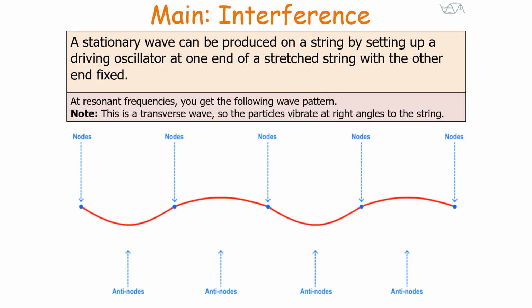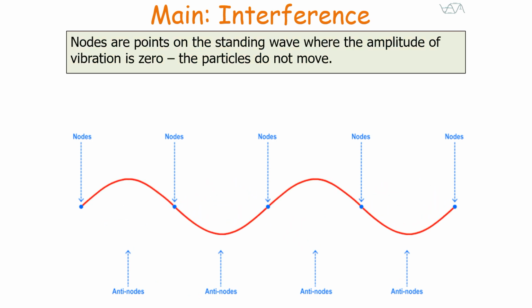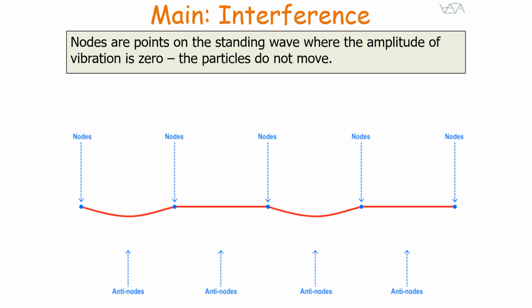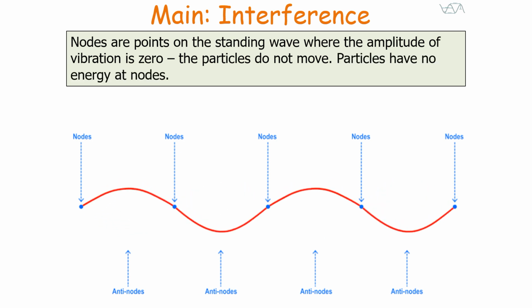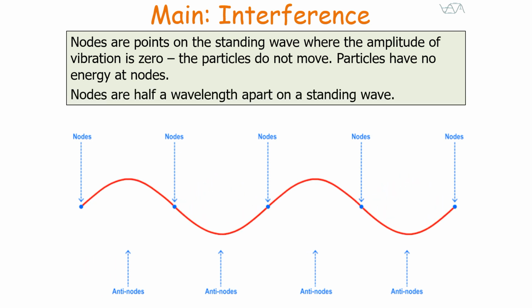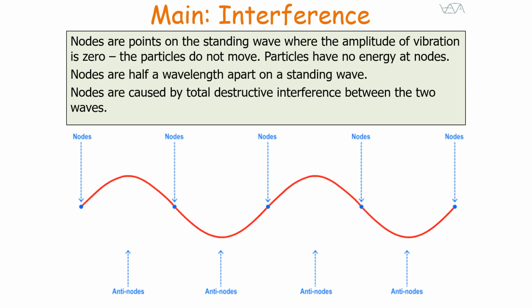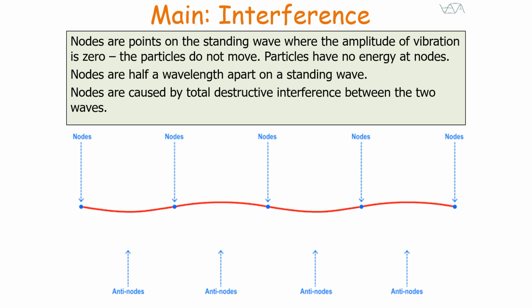Now note, by the way, you'll get the following wave pattern for transverse waves. The nodes are the points on the standing wave where the amplitude of vibration is 0; the particles don't move, so the particles have no energy at the nodes. The nodes are half a wavelength apart on a standing wave, and nodes are caused by total destructive interference between the two progressive waves.